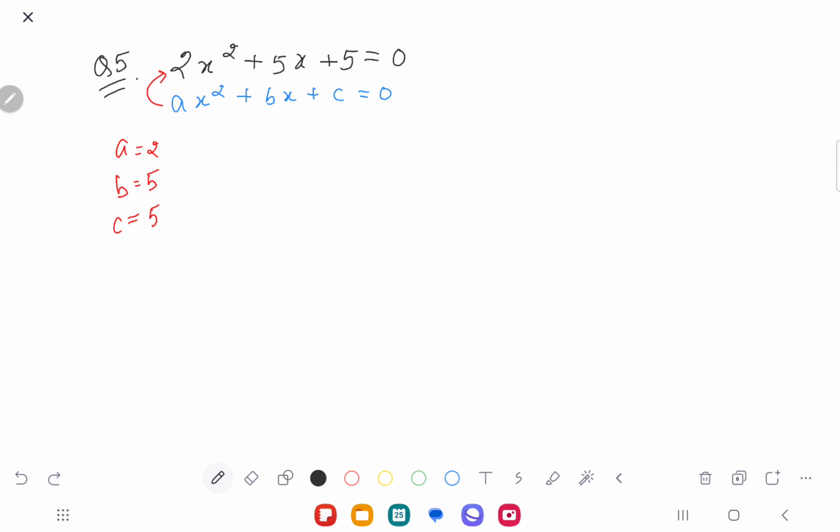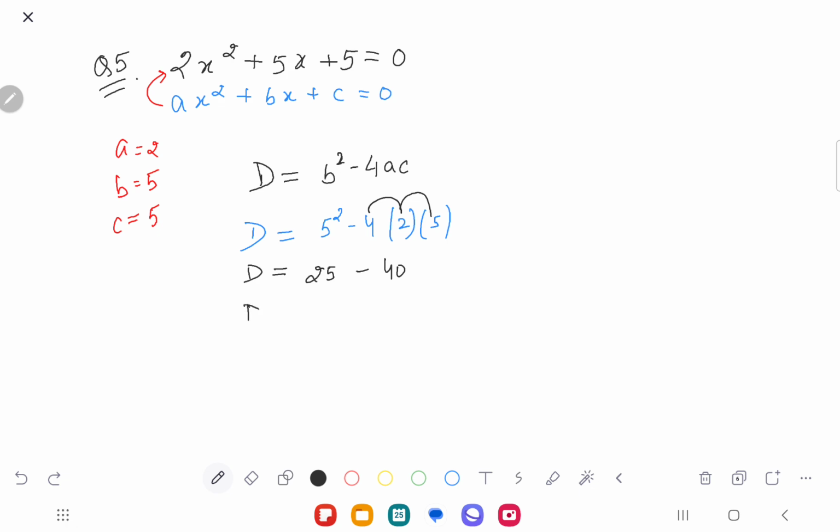I'm going to just check whether I can solve this equation or not. And how do I check it? I check it with the value of the discriminant. What is discriminant? b square minus 4ac. So discriminant here is going to be 5 square minus 4ac. So that would be 25 minus 4 times 5 times 2, 8 times 5, 40. So my discriminant is coming out to be minus 15. And this is negative.